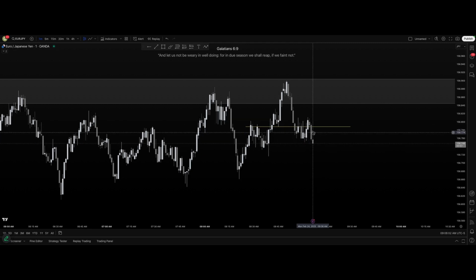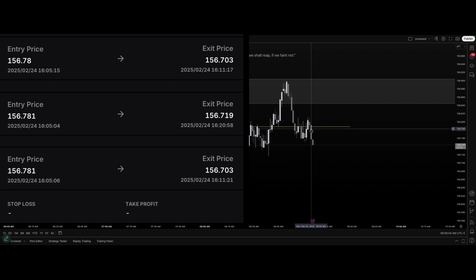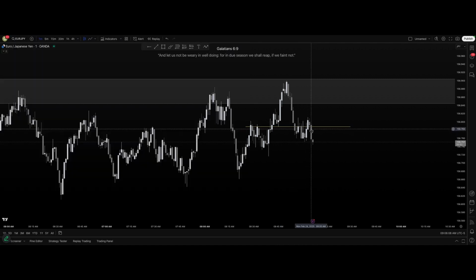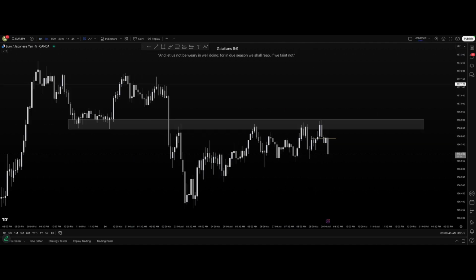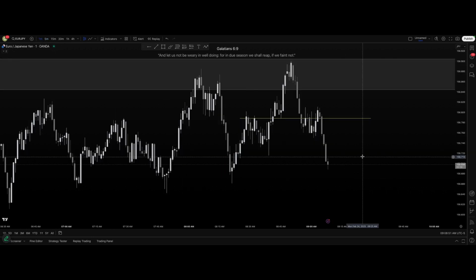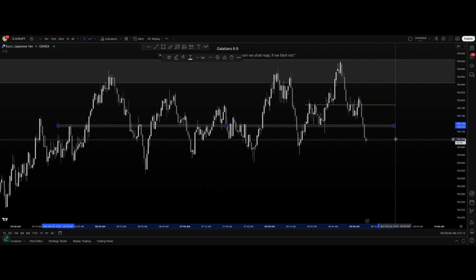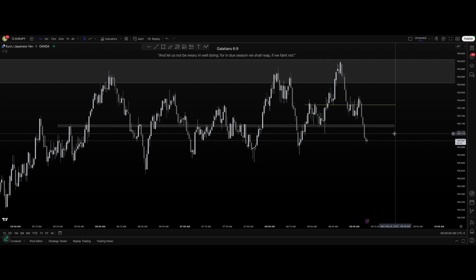I entered right here when price broke back below this area, because price had already rejected it once, and it rejected it again. I entered right here, and now my stops are right above here. So how I'm going to manage this position, especially since price is in the overall range, is I'm just going to trail my stops below. I'm going to trail two of my positions.